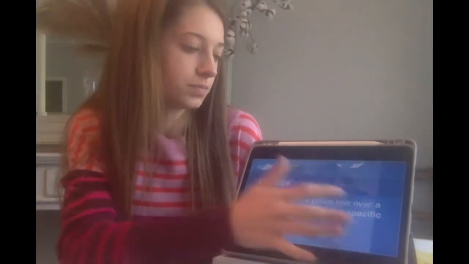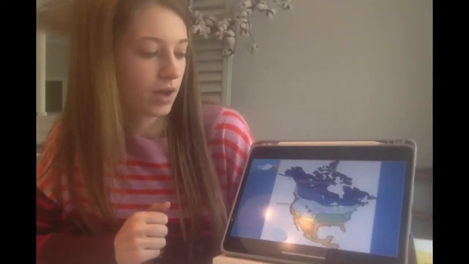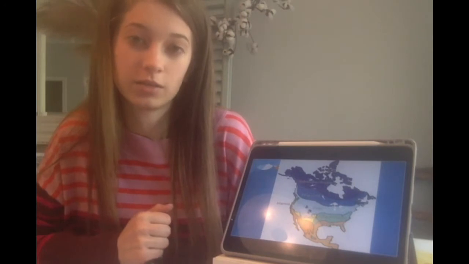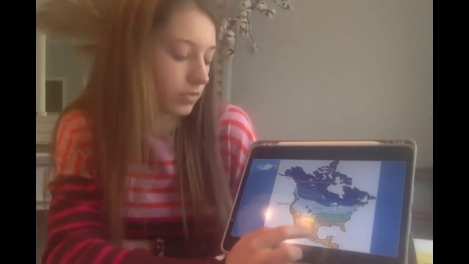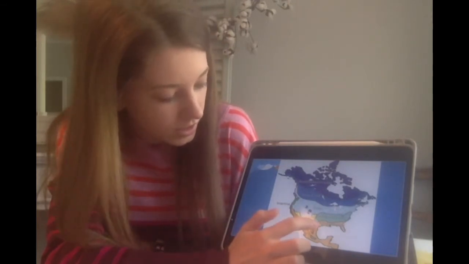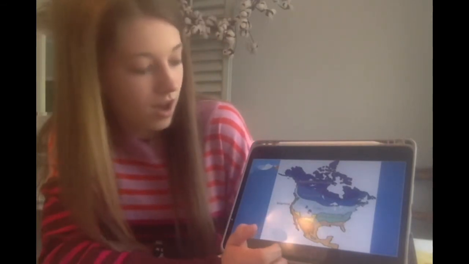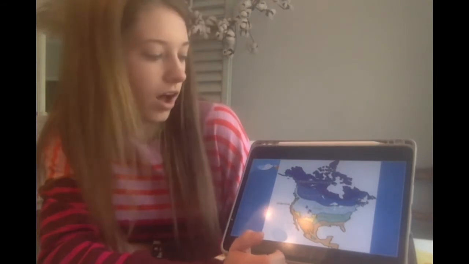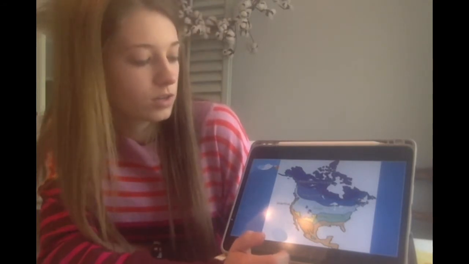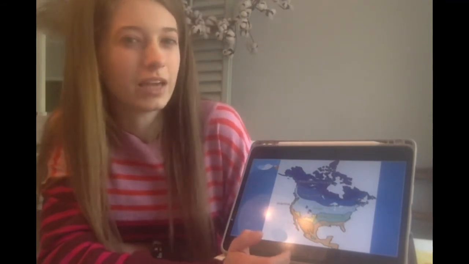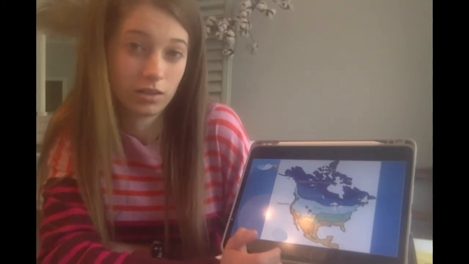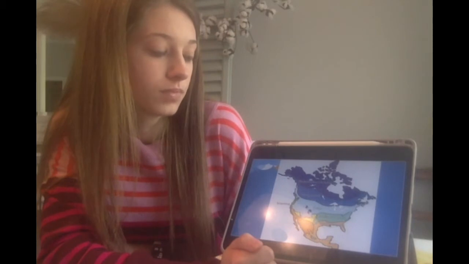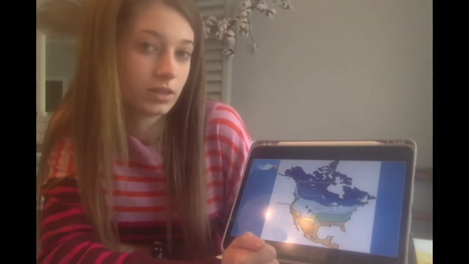So let's look at a map of North America with the different climate zones, and we are going to see where we live. So we live right here in Texas, and it says hot and humid. So we do live in a hot and humid climate zone. So even though we do have cold days, it's mostly hot and humid throughout the year. So that would be our climate, is hot and humid.